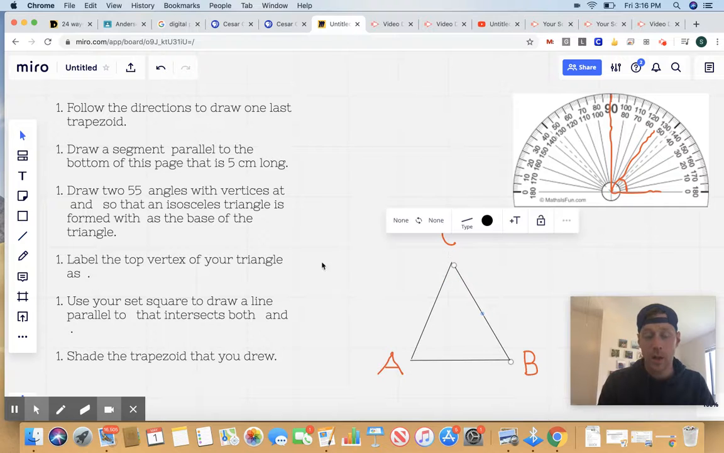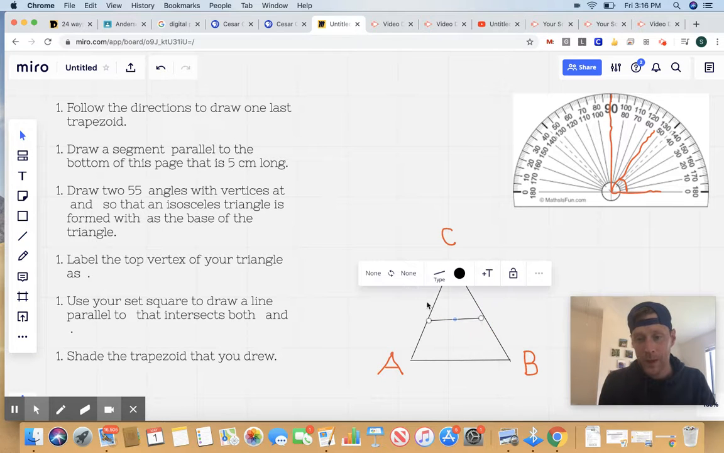And then it says, draw a line that intersects B and C that's parallel to line AB. And now you've drawn your trapezoid. Look, inside of here, all of this is your trapezoid. Congratulations.